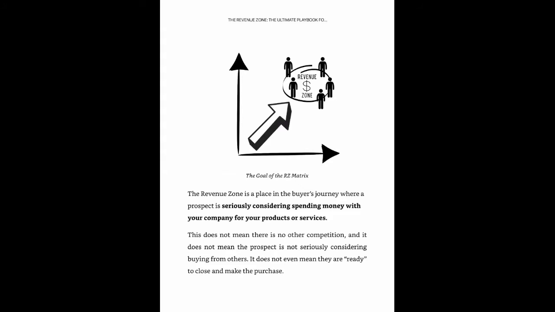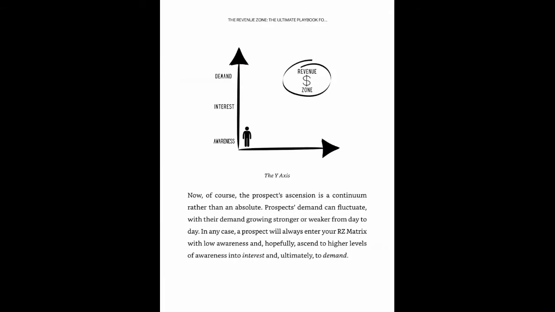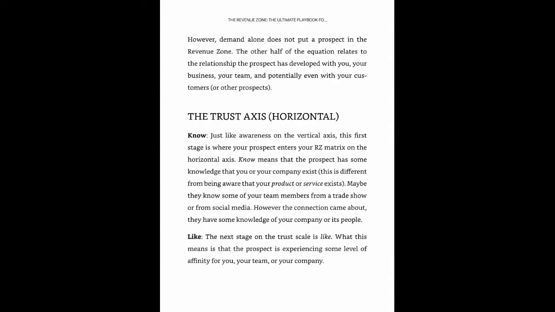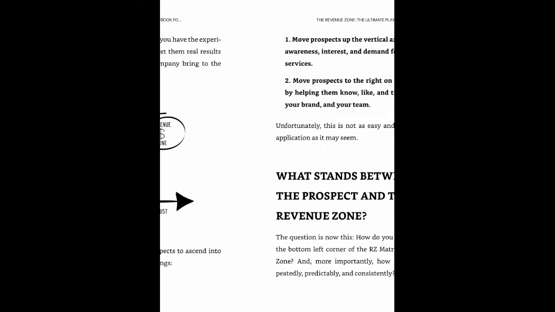Basically the big idea is that you're moving prospects from the lower left-hand corner of the matrix into the revenue zone. And that is done as they ascend on two axes. The first axis is the y-axis, and this relates to your product or service, and the prospect moving from awareness and then into interest, and then finally into demand or excitement for your product or service. On the x-axis, it's more related to your company. So they're moving from knowing maybe just a little bit about your company to liking and trusting your company. And obviously, when you get to the revenue zone, the goal is to have that demand and that certain level of trust with the company.